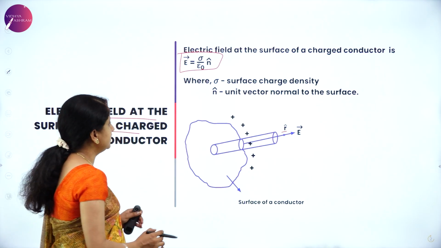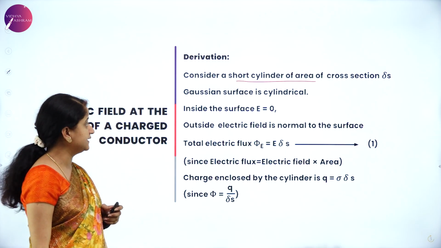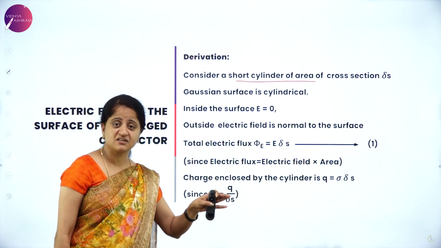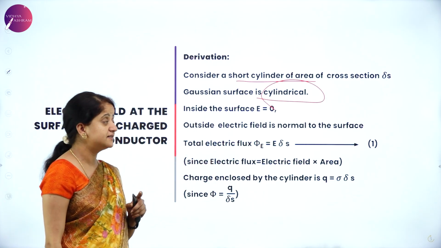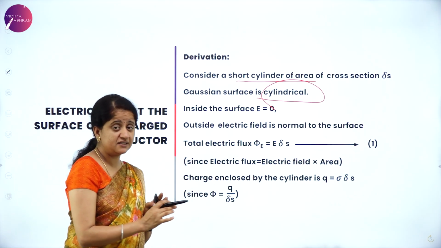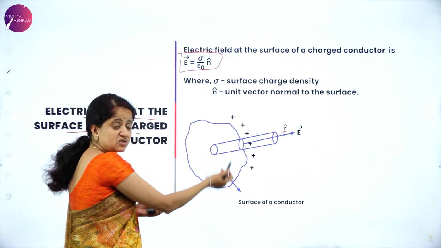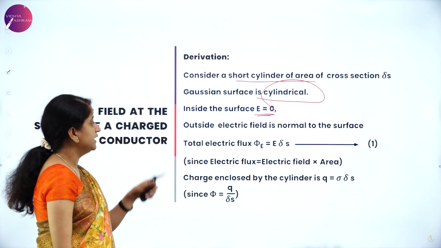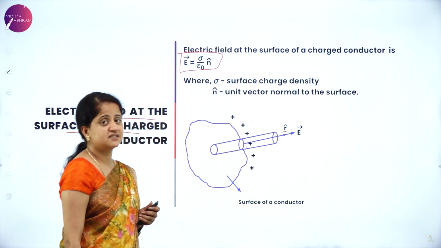So here we have considered a short cylinder of area of cross section, that is delta S, and whatever surface we have considered here is an imaginary surface, that is a Gaussian surface, and the Gaussian surface we have considered is a cylindrical surface. Inside the surface, as we all know, the electric field is 0, that is E is equal to 0, because inside the surface there is no accumulation of charge, but outside the electric field is not 0, it is normal to the surface.